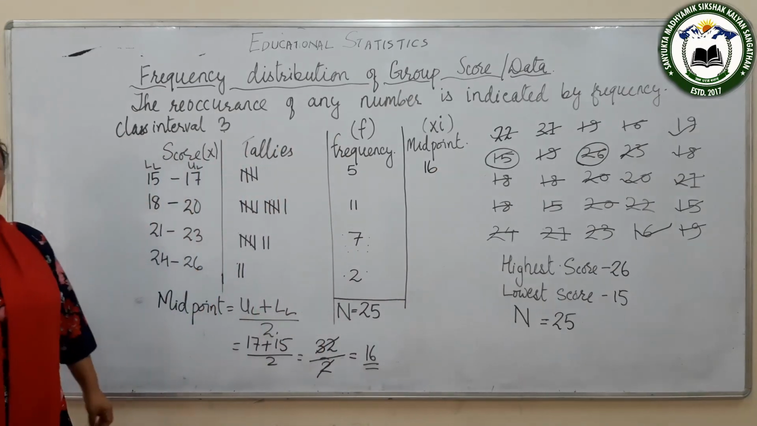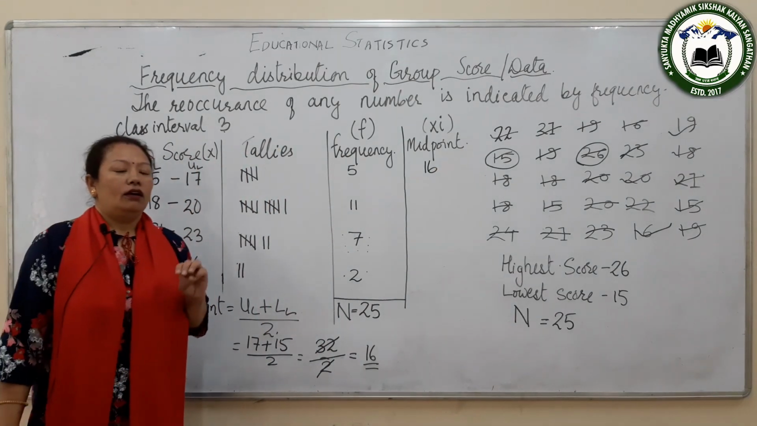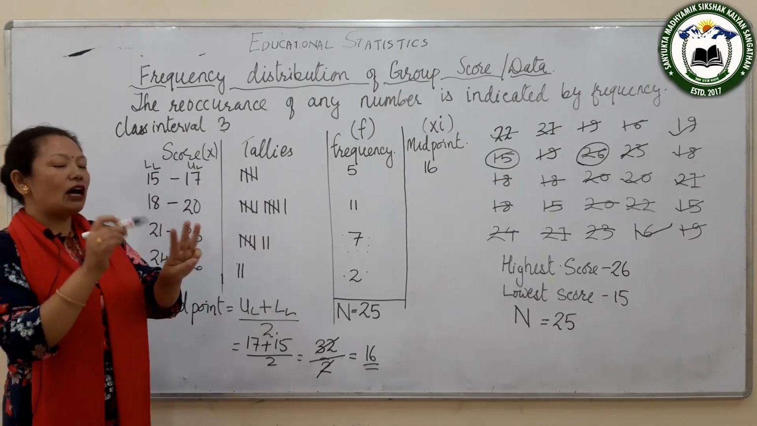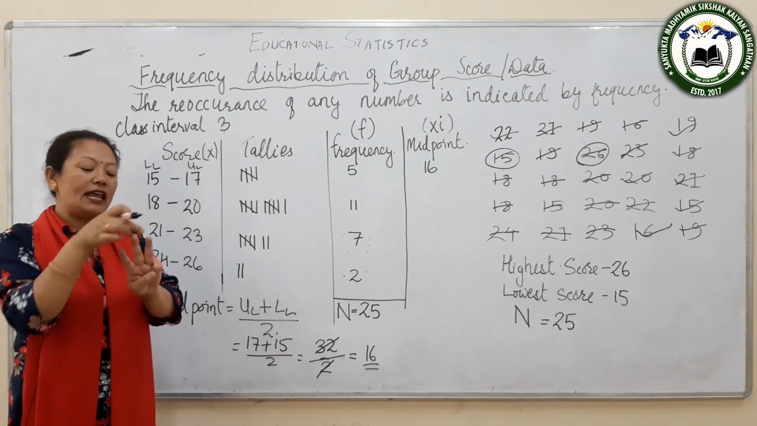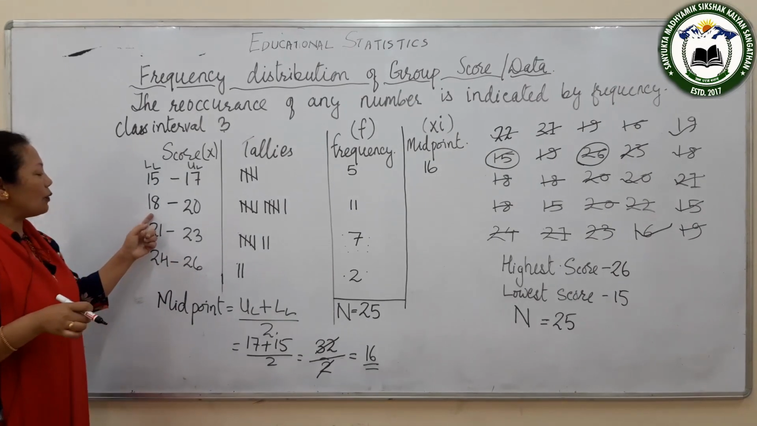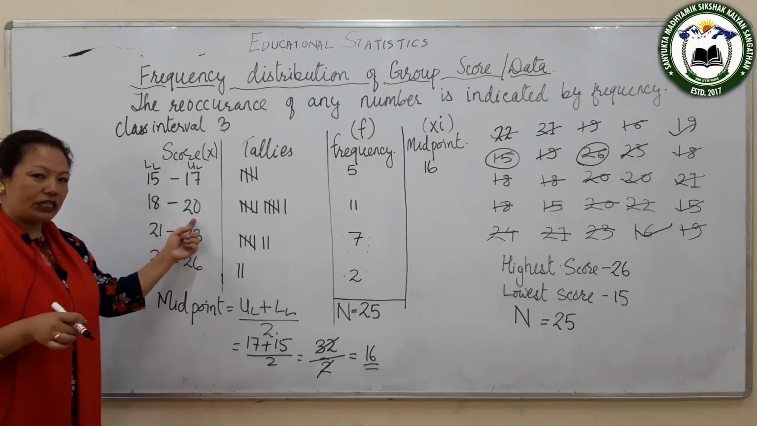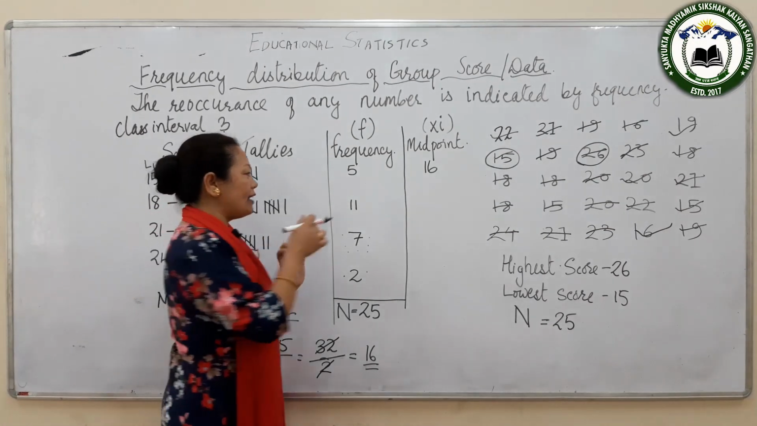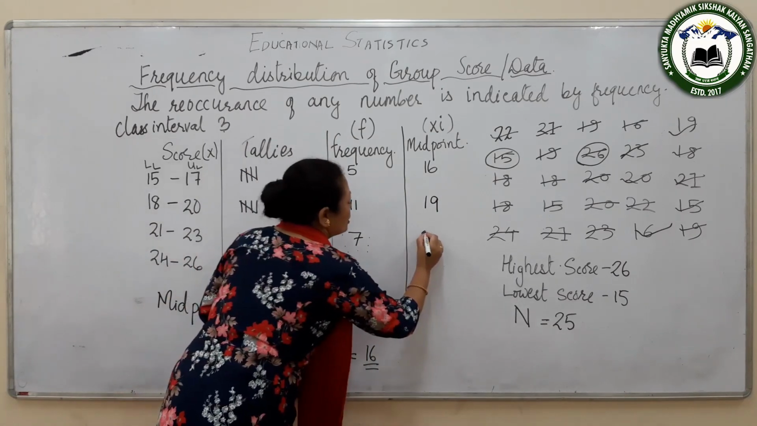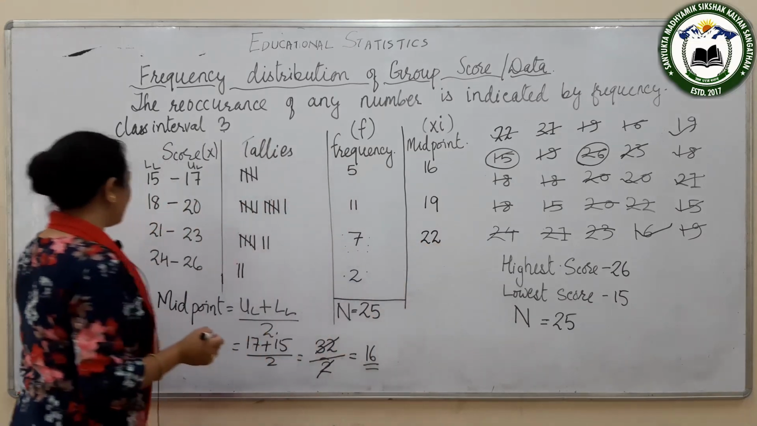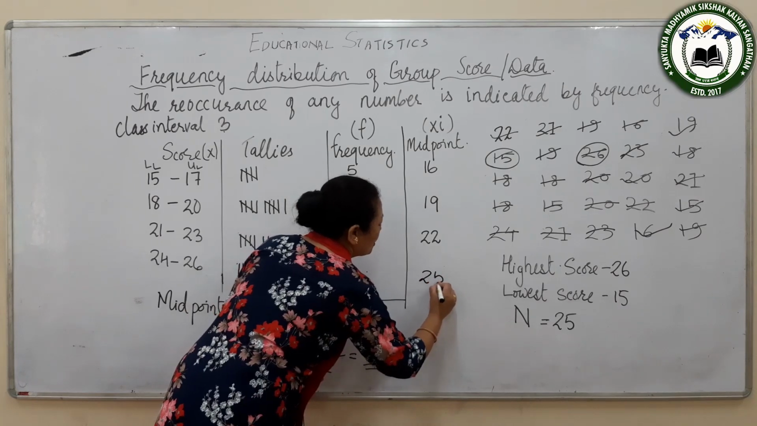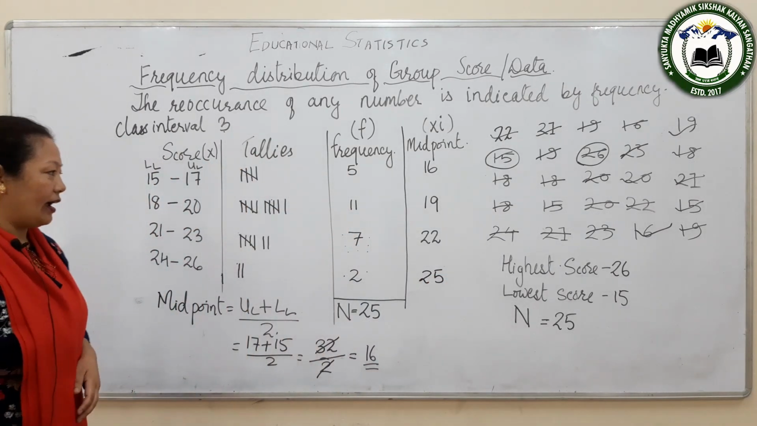Now for your easiness, what you do is take up 3 fingers, that means the interval of 3. So you count from 15, 16 and 17, which is the middle one, that means 16. Now in the similar way from 18 to 20. So 18, 19 and 20. So next is 19. So 21, 22 and 23, 24, 25, 26. So my next number is 25.